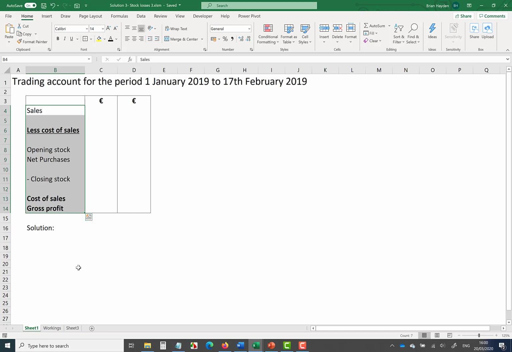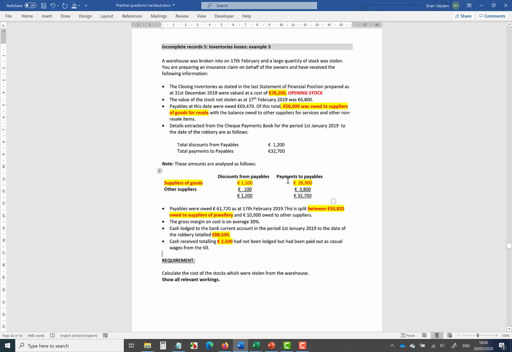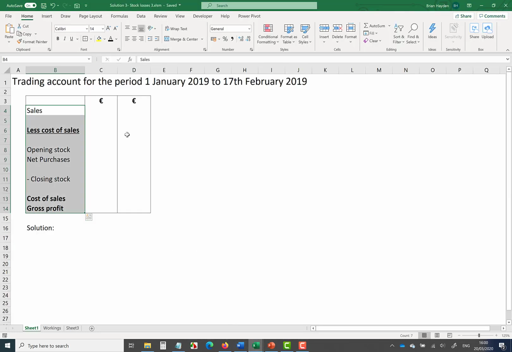So looking at the things that we can slot in from the question, our first piece of information was opening stock, 78,200. So I can slot that into my solution, 78,200.